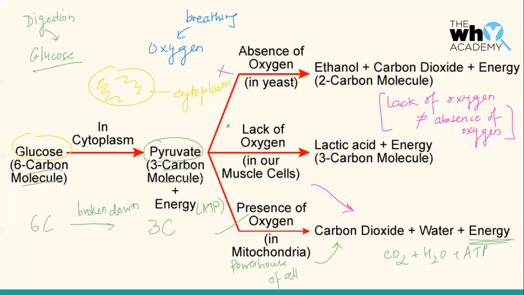Okay, so lack of oxygen, this condition usually happens in our muscle cells. And what do you get? You get a compound which is called lactic acid, and you get energy again in the form of ATP.